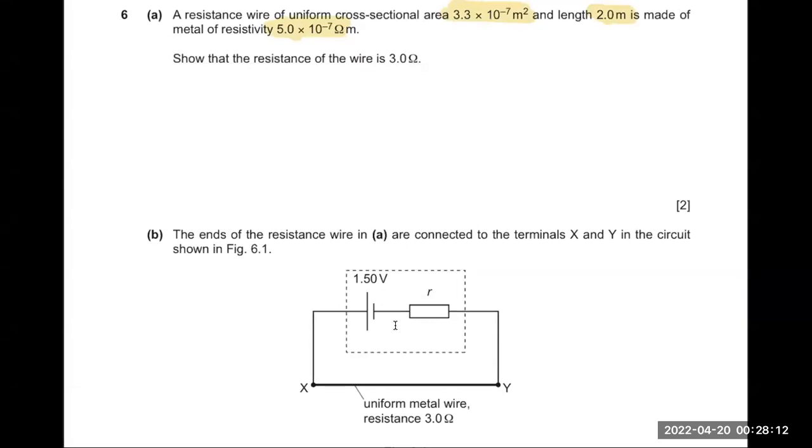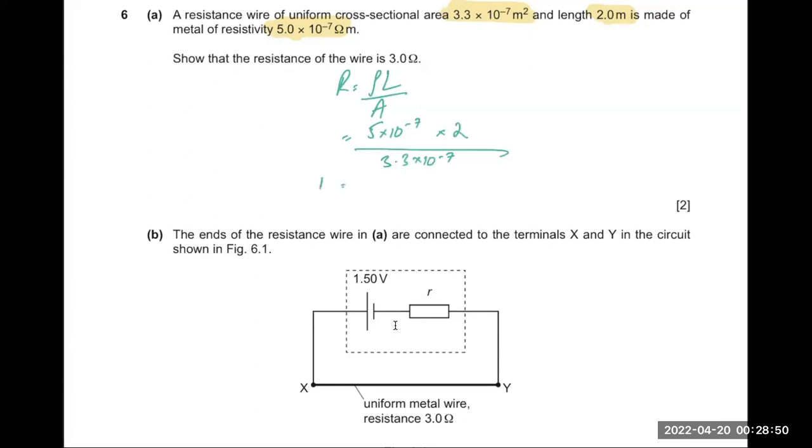Use the formula for resistance and resistivity. The formula is R is equal to rho L over A. The resistance is equal to resistivity times the length upon the cross-sectional area. The resistivity is 3.3 into 10 raised to the power minus 7. That's the cross-sectional area. My bad. The resistivity is 5 into 10 raised to the power minus 7. The length is 2 meters. The cross-sectional area is 3.3 into 10 raised to the power minus 7.